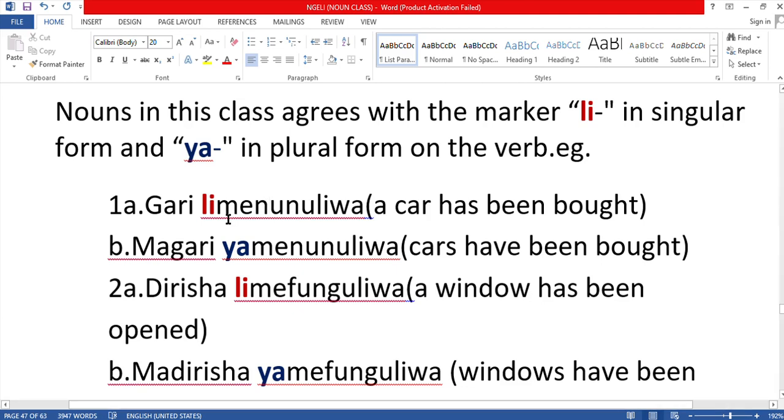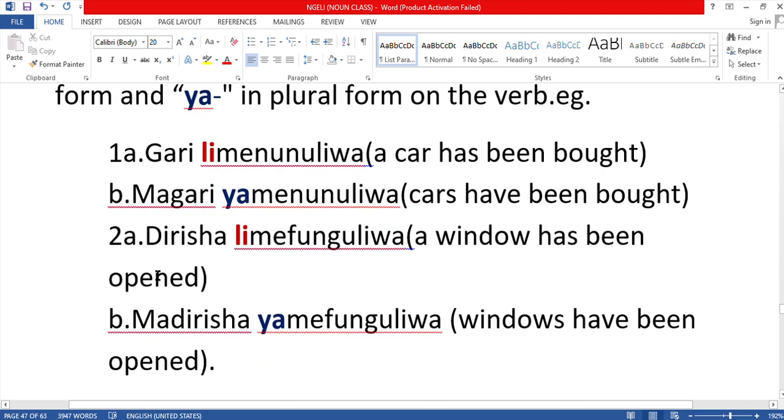Now here, limenunuliwa. This verb is taking li. In plural form it will be magari yamenunuliwa. So remember here we said ya and here we said li. Magari yamenunuliwa, the object prefix. Cars have been bought.